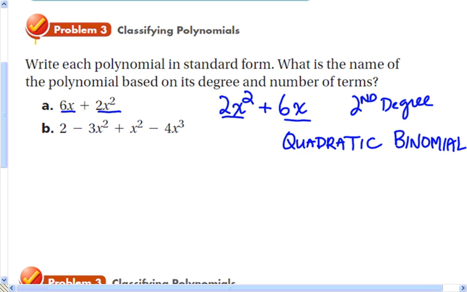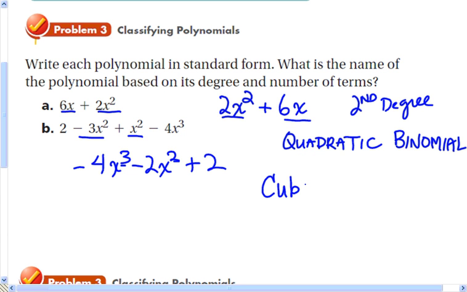All right, this third one, we need to simplify this a little bit here. We have negative 3x squared plus 1x squared, and that makes negative 2x squared. And then we're going to put it in descending order. So we're going to start with negative 4x to the third. Then we get negative 2x squared. And then we get plus 2. Now it's in descending order of power. We look at the highest power to see what degree it is. And it's the third power. And so we can name this a cubic because of the third power. And then we count the terms, and there's 3 terms, so we're going to call this a cubic trinomial.